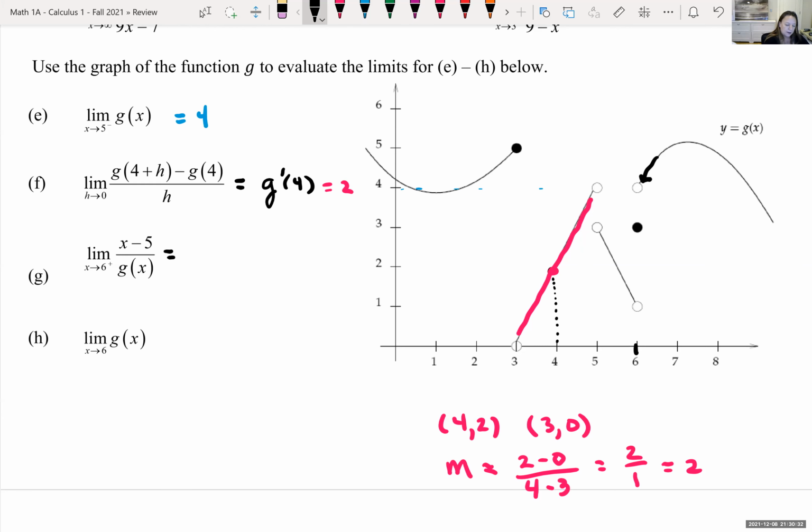We're getting back 4. I also know just by rules of limits that I can look at the limit of the numerator all over the limit of the denominator.